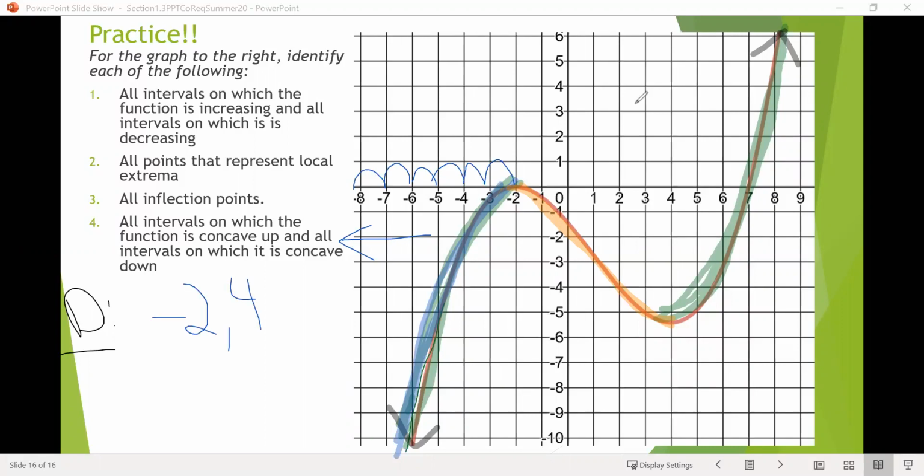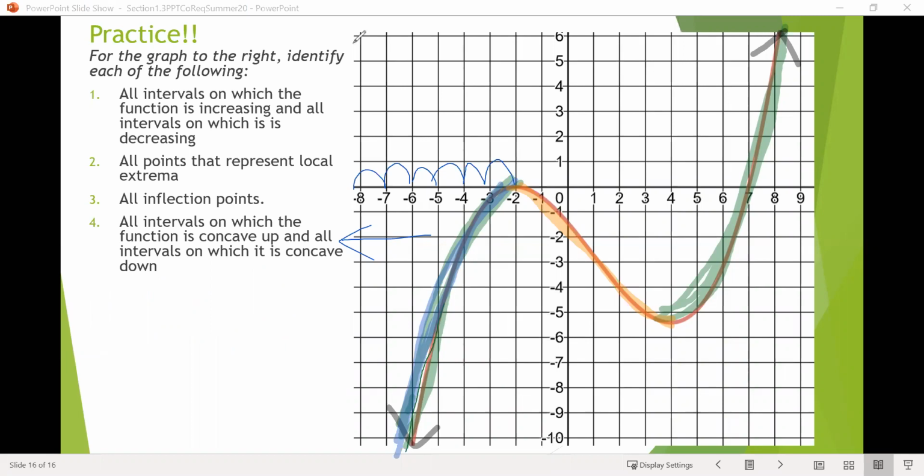And remember the points -2 and 4 is where it changes from increasing to decreasing or decreasing to increasing. So it's neither at each of those points. So put parentheses around those. So our decreasing interval then is parenthesis -2, 4. All right, so that's the first part. We were asked to identify intervals over which the function is increasing or decreasing.